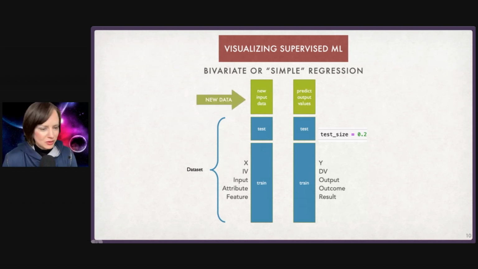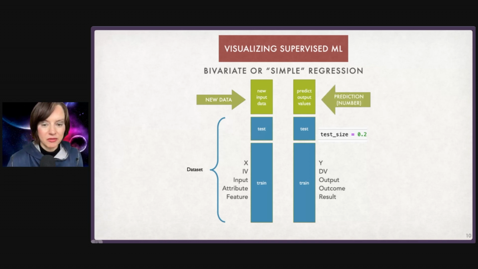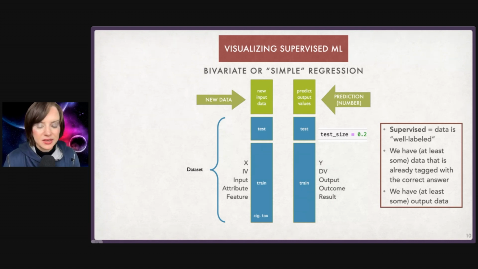Aha. So why am I doing all of this? I'm doing this because I anticipate getting new data. This is in green. That's going to be my new input data. And I hope to predict my new output data over here. So I'm going to make some prediction. That's a number. So to make this more concrete, we did the case of cigarette taxes and smoking rates in the statistical approach to regression several videos ago. Let's talk about how we might set this up from a machine learning approach.